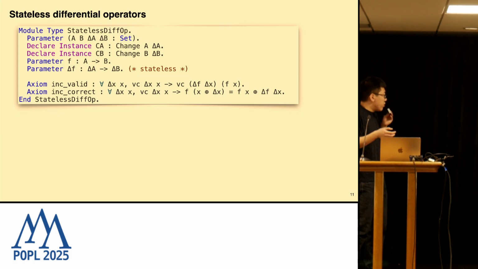And we capture the correctness of this delta f through two axioms. The first one is that if the input change is valid for the input, the output change should also be valid for the original output. The second one, which we usually call from-scratch consistency, means that if the input change is valid for the value, then recomputing f of x ⊕ delta x should be equal to updating the original output with the output change.